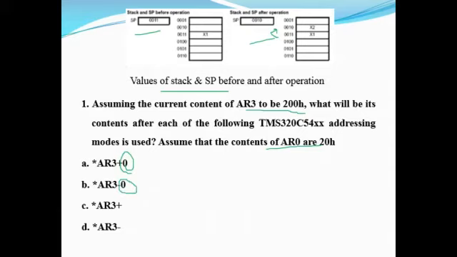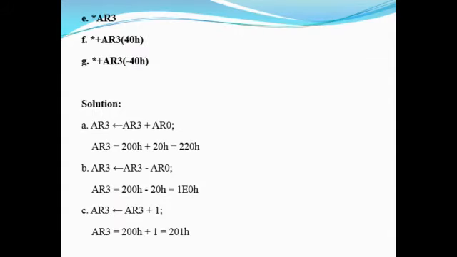Using these instructions, we are going to find the result. One is 200, one is 20. So either we are adding the content of AR0 to AR3 or we are subtracting the content of AR0 from AR3. This is what we do in this example. And again AR3 pointing to AR3, and AR3 plus 40H, AR3 minus 40. These are the offset addresses we are going to consider.